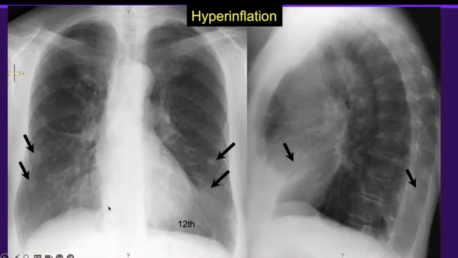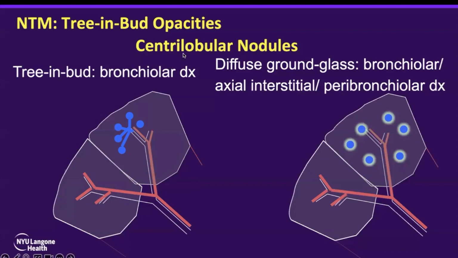Hyperinflation in this example of a patient with nodular bronchiectasis, NTM, is indicated by the larger lung volumes, and we use the 10th posterior rib as a general guideline, and typically this intersects the dome of the diaphragm at midline, and here you can see it's the 12th rib that intersects, so this suggests hyperinflation, and we can see the flattening of the diaphragms on the lateral radiograph. And there are small pulmonary nodules that correlate with small centrilobular nodules that are indicative of small airways disease.